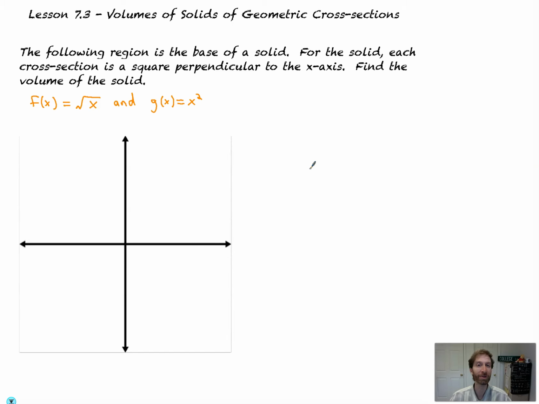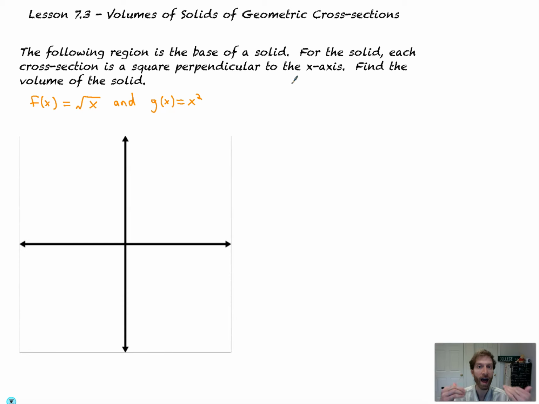Hey there! Here we go into volumes of solids of geometric cross-sections that are not from solids of revolution, meaning we're not getting our solids by revolving them. We're actually going to take cross-sections of them, like cuts of them. Very, very interesting stuff.